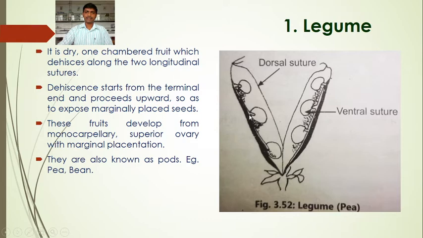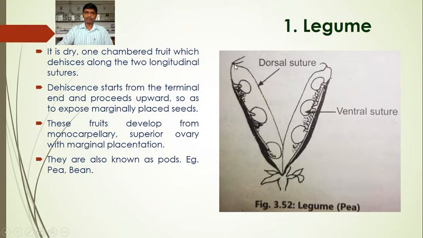Now, the dehiscence of the legume fruits occurs longitudinally. This is the vertical line, so I say it is longitudinal. If it occurs horizontally, like this, one can say it is transverse. Transversely, horizontally; longitudinally, vertically. So here dehiscence occurs longitudinally along the two longitudinal sutures. This is the one, and this is the two. So it dehisces along the two longitudinal sutures.